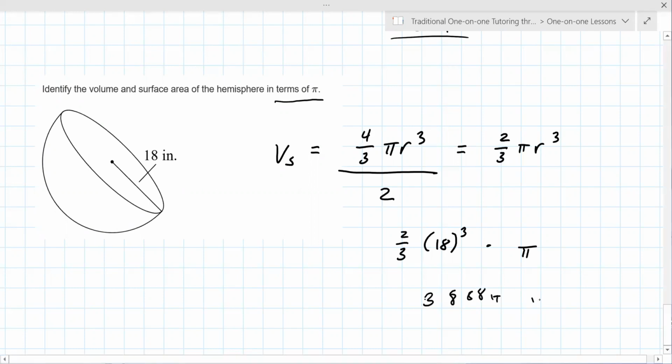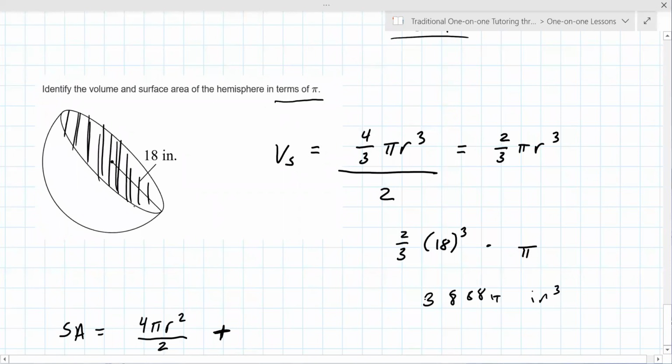Okay. 3,888 pi inches cubed. Now the surface area is interesting because it's 4 pi r squared, but you cut that in half, right? Yes. Plus, what is this shape right here? What is that the shape of? If you cut half an orange, a sphere, it's not a half sphere. If you slice it, what does the slice look like? Have you ever sliced a lemon? Yes. What does it look like when you slice it? It looks like half of a circle. It's a full circle.